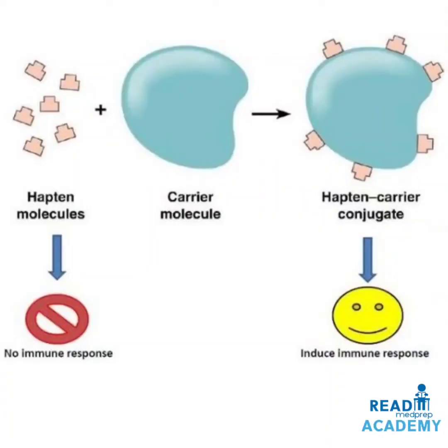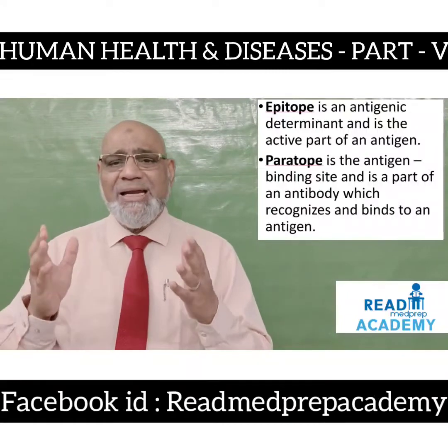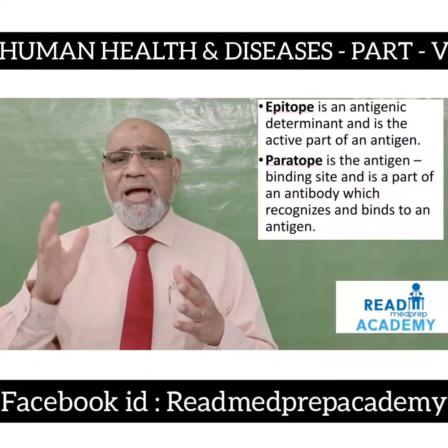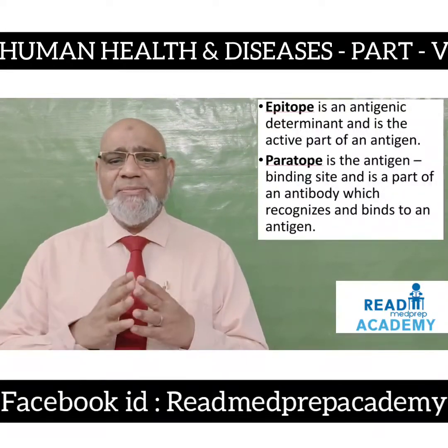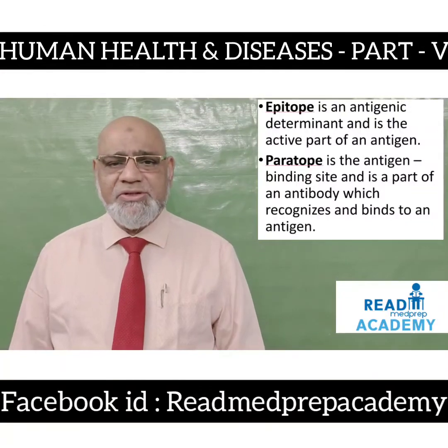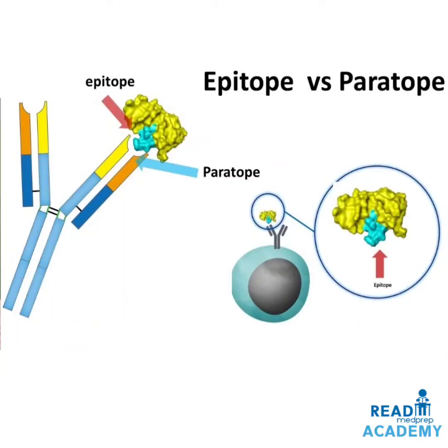Here in this image you can see that hapten molecules themselves do not elicit an immune response. But when they are combined with a carrier molecule, they form a hapten carrier conjugate, and this induces an immune response in the body. What is an epitope? Epitope is an antigenic determinant and is the active part of the antigen. What is paratope? It is the antigen binding site and is a part of an antibody which recognizes and binds to an antigen. Here in this image you can see the epitope, which is the active part of the antigen which combines with the paratope. The paratope is a part of the antibody which combines with the epitope.